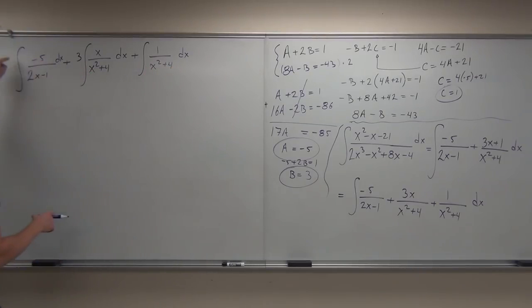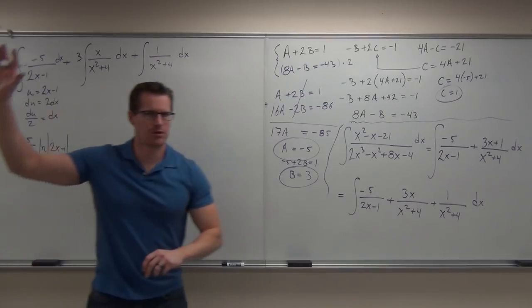You could have pulled out the -5 as well. This integral is fairly straightforward. Our u equals 2x minus 1. Our du equals 2 dx. Our du over 2 equals dx. Therefore, when you do your integral, we get -5 halves ln absolute value of 2x minus 1. I need to show absolute value. Do you feel okay with that one?